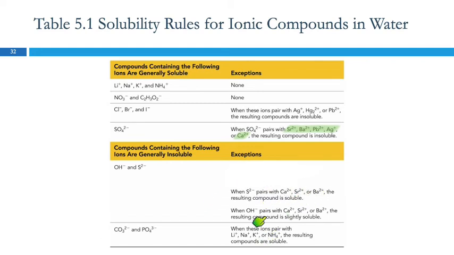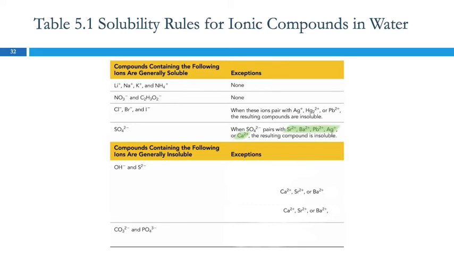Calcium, strontium, barium. For the sulfide, those are soluble. For the hydroxide, they're slightly soluble. So we can just remember that calcium, strontium, and barium are exceptions. And notice that calcium, strontium, barium, here's calcium, strontium, and barium. It's those same three things. Here they made them soluble. Here they made them insoluble, and here they made them soluble. And then we get down to carbonate and phosphate. And again, we see when those pair with lithium, sodium, potassium, or ammonium, those guys at the top of the list, they are soluble. So if we go down the table in order, if we get to carbonate, because we've passed all of these guys, it's going to be insoluble.